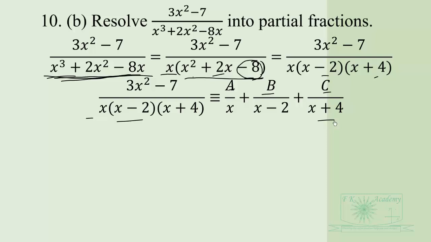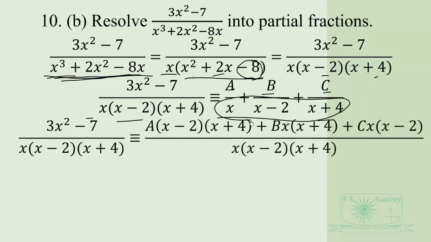So we need to find the LCM here, which is the product of all of them. That's the LCM. Then x goes into the LCM. We are left with x minus 2 and x plus 4. We use that to multiply the a here, and that will give us what is here.